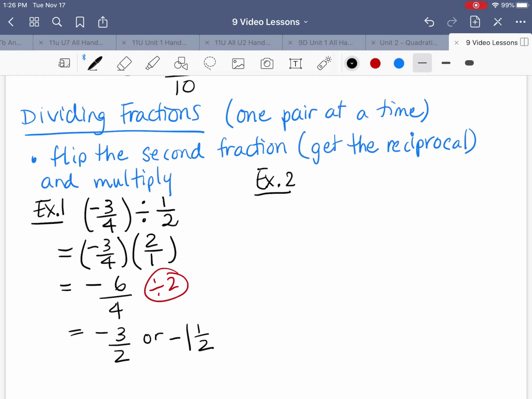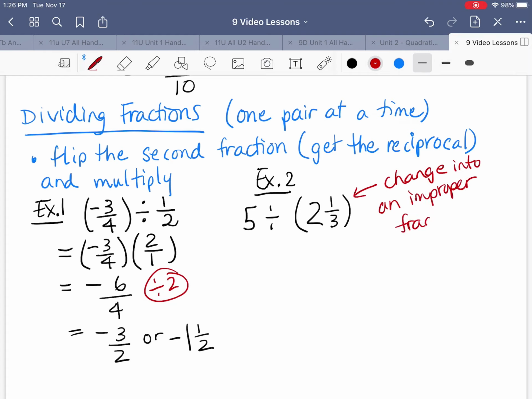Let's do a second example. So let's say we have 5 divided by 2 1/3. What we want to do here is we want to start off by changing our mixed fraction into an improper fraction. And we want to write 5 as 5 over 1. So 2 1/3 changed into an improper fraction is going to give us 7/3 because we have 2 times 3, which gives us 6, plus 1, which gives us 7.